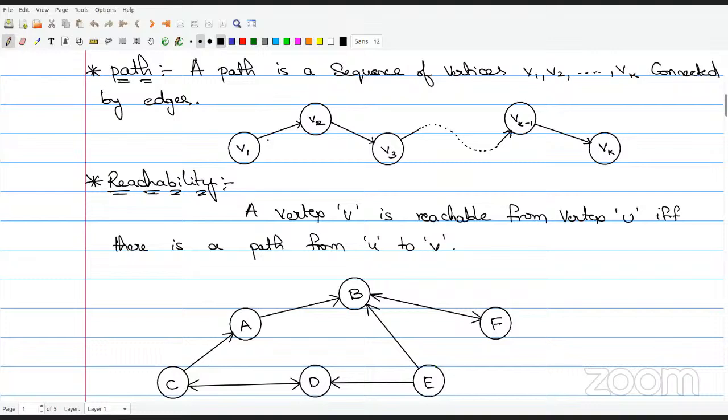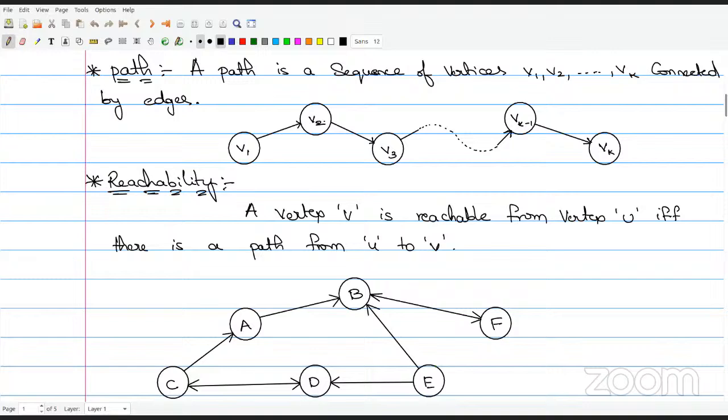A path is a sequence of vertices v1, v2 to vk connected by edges. Let's take this graph itself. If I wanted to traverse in the graph, traverse means going along the graph, along the edges. I started from v1. Treat it like you are at v1 now, and you have an edge to go. It's like a road, so you can use this road to reach v2.